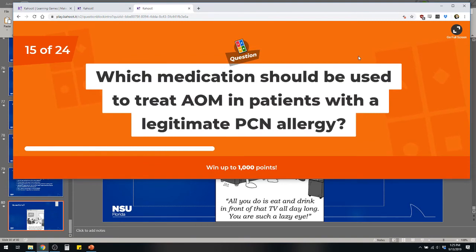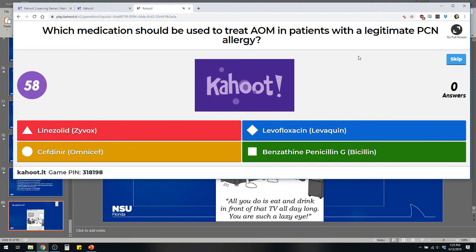Which medication should be used to treat acute otitis media in patients with a legitimate penicillin allergy? Choose linezolid, levofloxacin, ceftriaxone, or benzathine penicillin G.